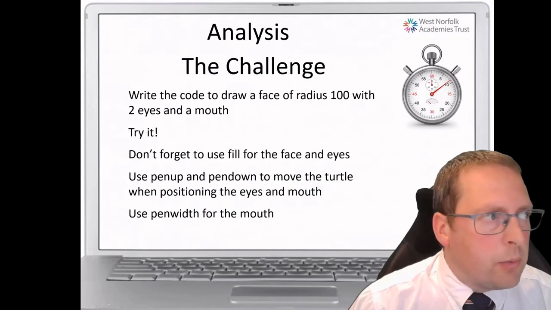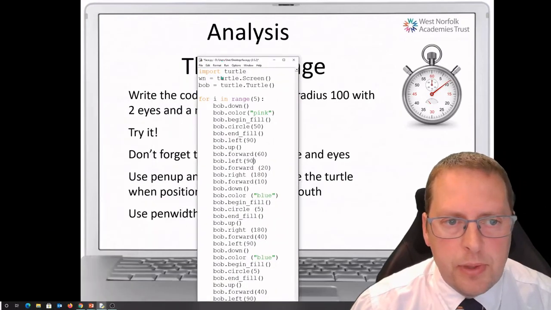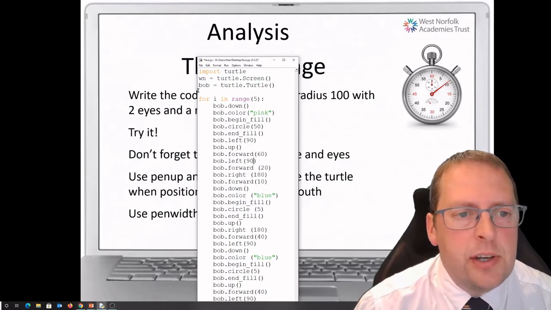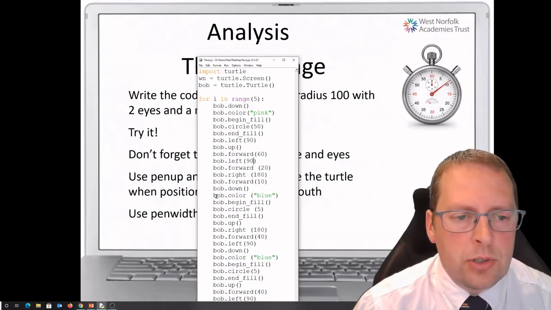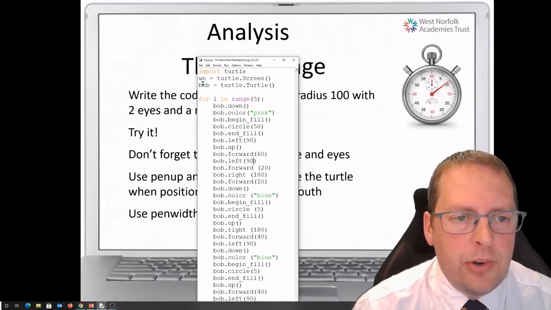So looking at my one, here is my Python. I've got an import turtle. I've got WN, so Windows equals turtle.screen. Remember the open brackets and close brackets. And I've called my turtle, my drawing Bob. So Bob equals turtle.turtle, open brackets, close brackets. That's our normal start for drawing in Python Turtle.